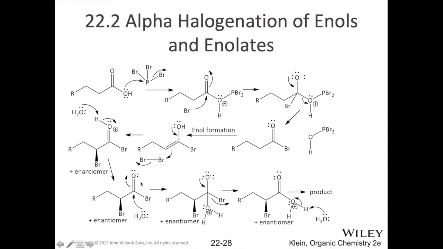Now, of course, in the second step, we are going to hydrolyze this down with water. Remember, this is very reactive, so even though water is a weak nucleophile, as we saw in the last chapter, we can readily convert this into the resulting carboxylic acid.